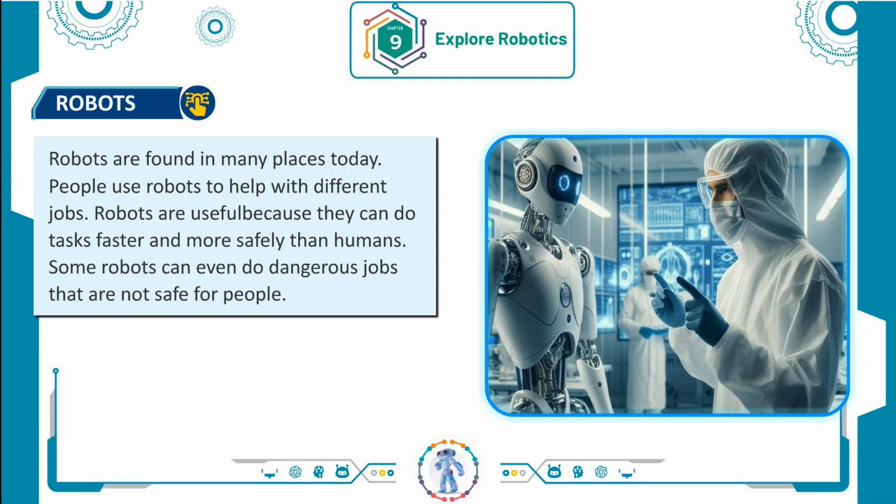Robots. Robots are found in many places today. People use robots to help with different jobs. Robots are useful because they can do tasks faster and more safely than humans. Some robots can even do dangerous jobs that are not safe for people.